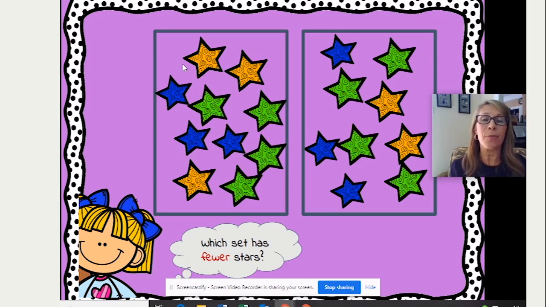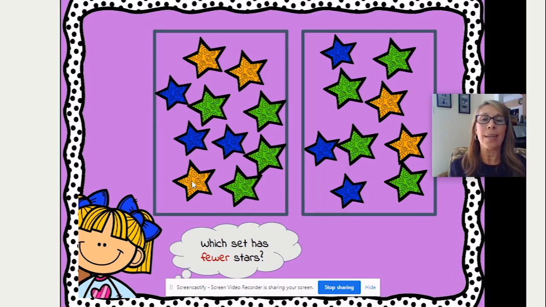Let's count the set on the left first. Ready? 1, 2, 3, 4, 5, 6, 7, 8, 9, 10. The set on the left has 10 stars. Let's see if there are 10 stars over here on the right set. Ready? 1, 2, 3, 4, 5, 6, 7, 8, 9. There are just 9 stars in the set on the right.